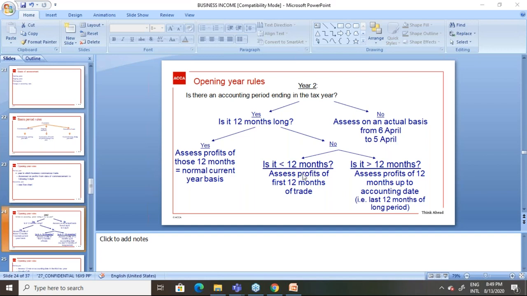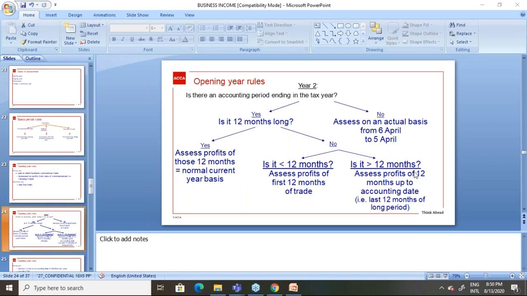If it is less than 12 months, you just need to memorize these rules. Memorize them and apply them as they are without trying to analyze too much. So if it is less than 12 months, always remember, the first 12 months of trading profit should be taxed in the second year. You need to calculate the first 12 months trading profit, and that must be taxed in the second tax year.